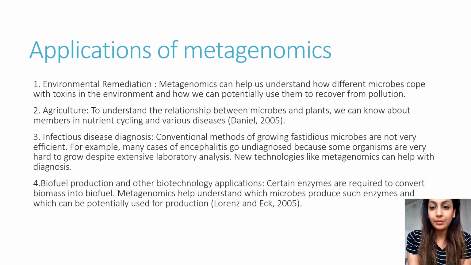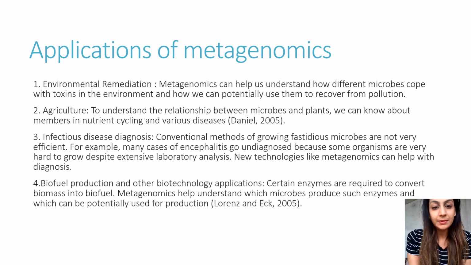If we take a sample from a really polluted area and perform metagenomic analysis on it, we might be able to know what kind of microbes are thriving in that toxin rich environment and how they are able to do that. So, with knowledge of that, we can potentially use their biochemical processes or the products to recover from the pollution. Number two is agriculture.